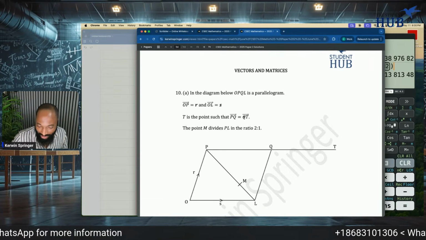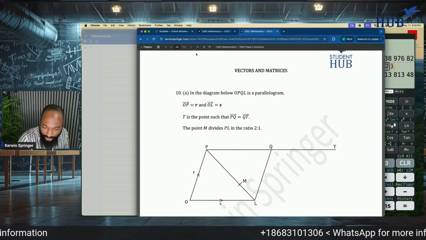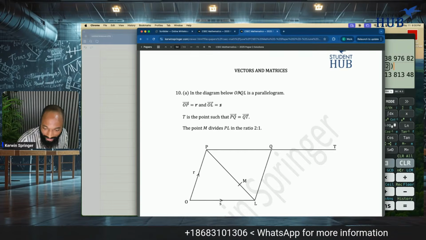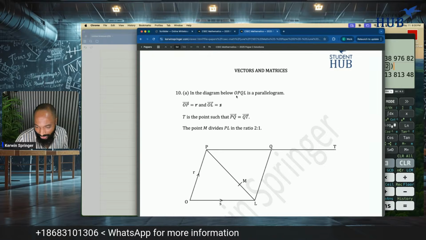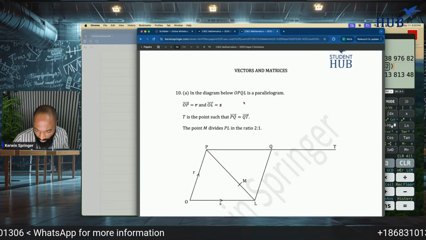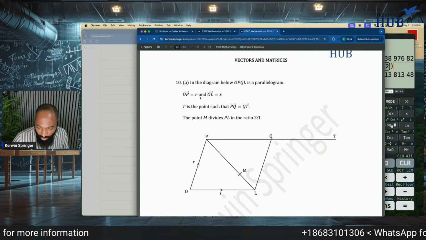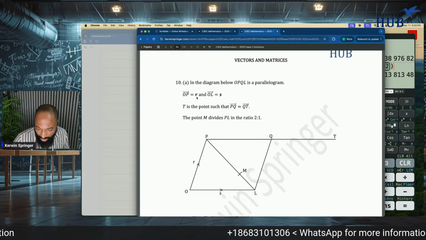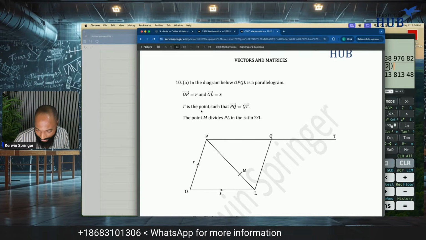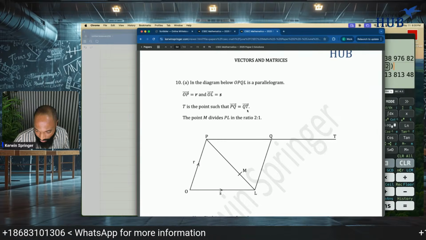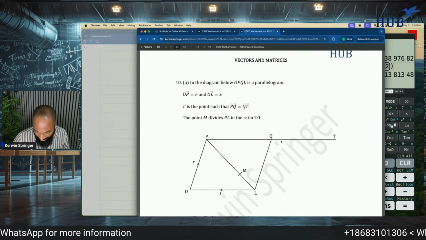In the diagram below, let me see if you can pull in some of the vector skills here. In the diagram below, OPQL is a parallelogram. OP is equal to R, and OL is equal to S. T is the point such that PQ is equal to QT. You all understand what they're saying there so far? I'm going to break it down.